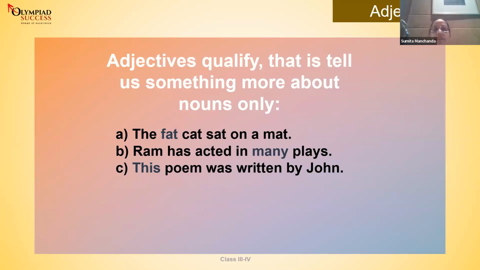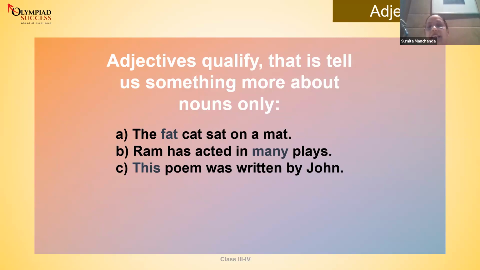Now, in the very first sentence, the fat cat sat on a mat. Over here, the noun is what? Cat. Now, how is the cat being described here? Write in chat, let me see. Yeah, very good. That's correct. The cat is being described here as fat.